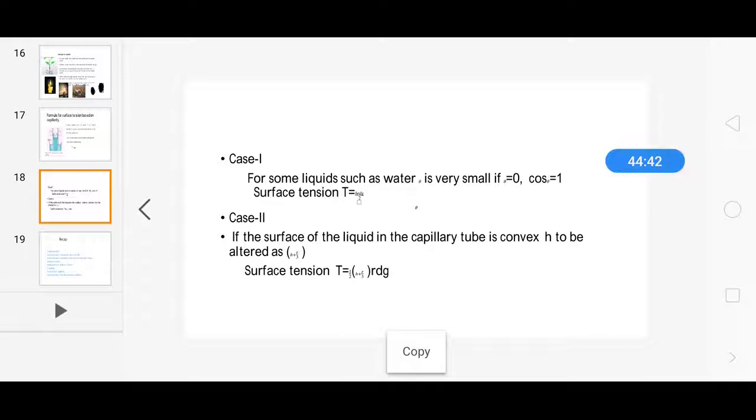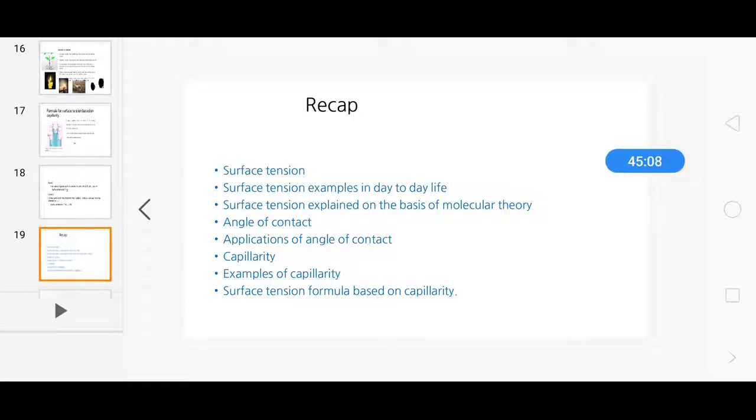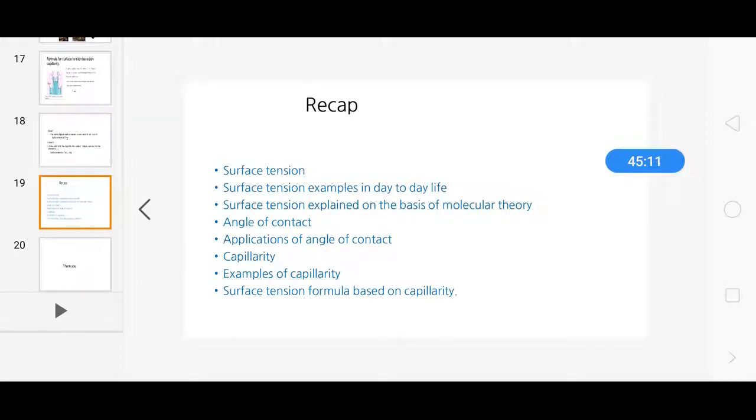So in this session we completed the surface tension topic: the surface tension examples, the explanation based on the molecular theory, angle of contact, applications of angle of contact, capillarity and its examples, and finally the formula based on capillarity. So go through this PPT and get the knowledge. Hope this gives very good information for you students. Thank you one and all.